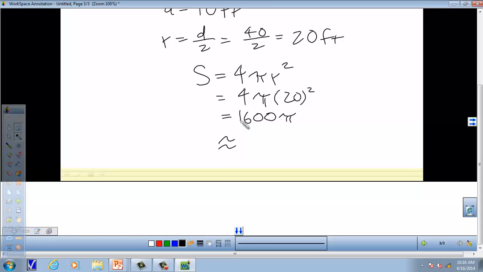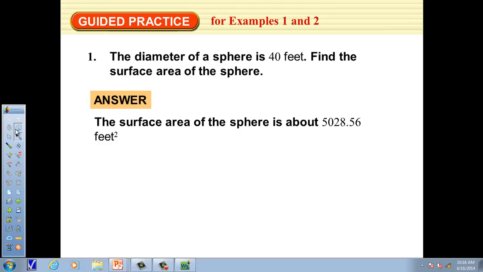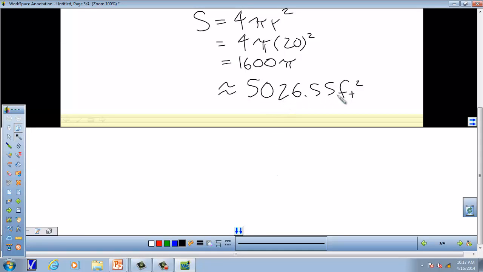We're then going to punch that into our calculator. 1600 pi gives us 5,026.55 square feet. Okay? They have 5,028, I think they rounded a little bit, but you should get 5,026.54. Let me double check that. You see the diameter is 40. 20 times 20 times 4 times pi. Yeah, they used the rounded version of pi. So don't use the rounded version. Your answer should be, as I stated before, 5026.55.